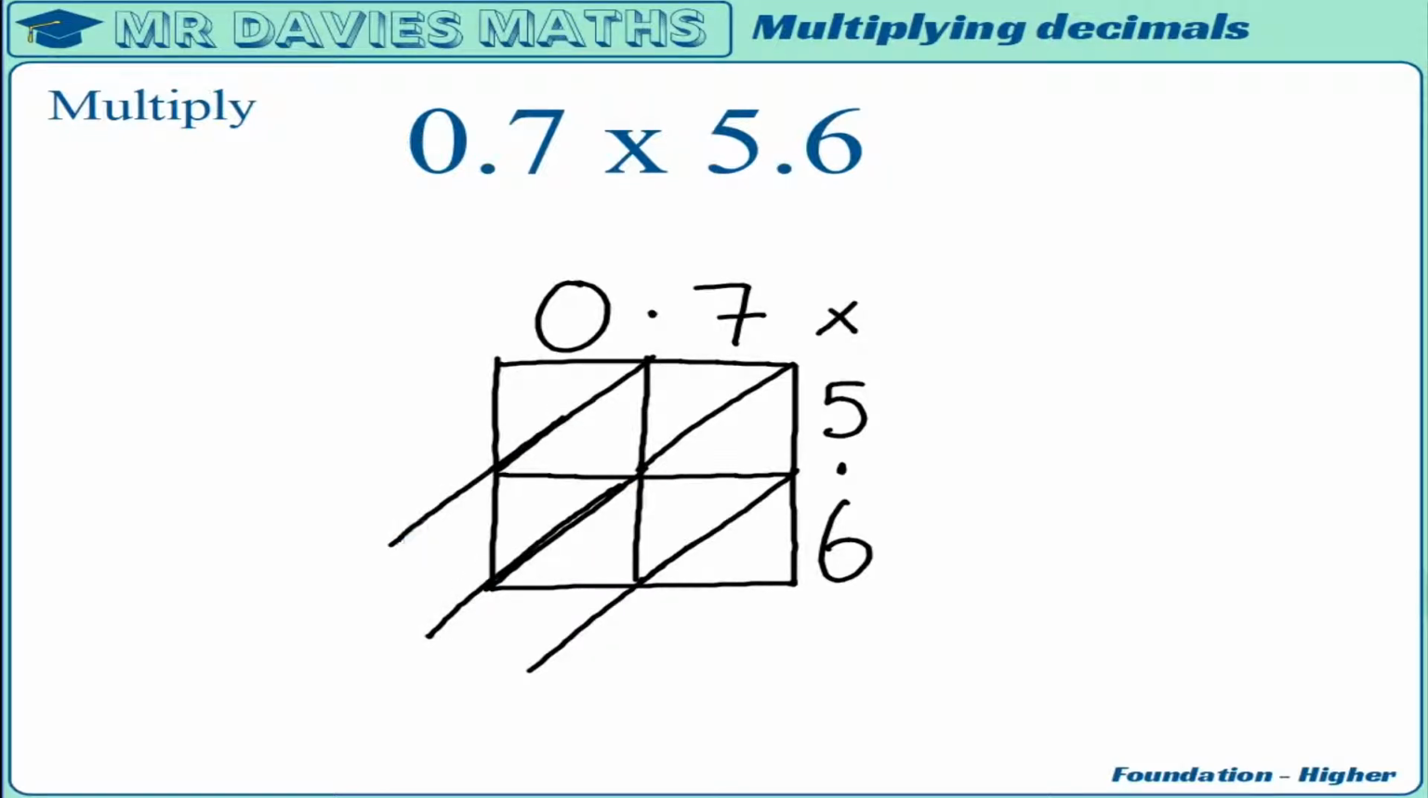Okay, let's do the multiplication parts. 7 times by 5 is 35, and 7 times by 6 is 42. Anything times by 0 is 0, so that one's going to be easy enough, and 0 times by 6 again is 0. Let's do our calculating. We got 2 in the first diagonal. In the next diagonal, I've got 3 numbers, 5, 4, and 0, which will make a total of 9. And in the next diagonal, I've got 0, 0, and 3, which has a total of 3. And I don't need to bother with that one because it's got 0 in there anyway.